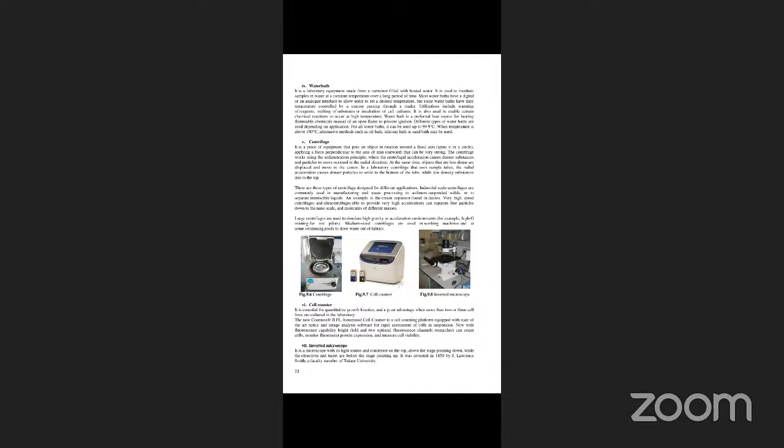Initially, I have 1 ml of media with 1 lakh cells. Now, I'm distributing that into 4 flasks, each with 250 ml. So, how many cells are there in each flask now?